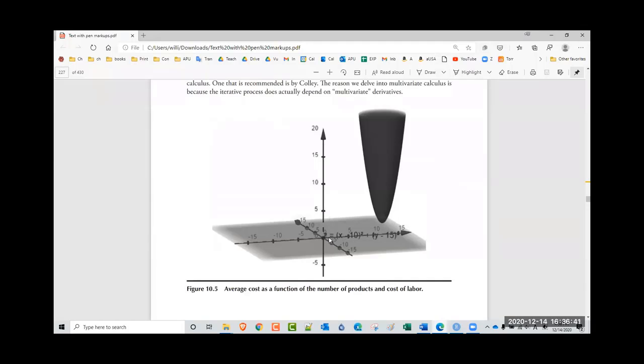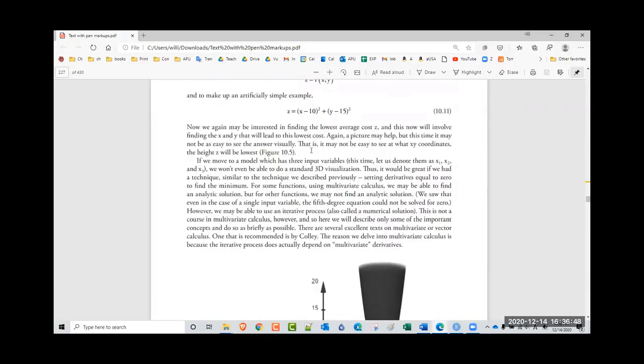We have 3 dimensions, or 3 variables. X, here's Z, so here, where is it? Here it is. So Z equals negative (X minus 10) squared plus (Y minus 15) squared. So how many variables are there?